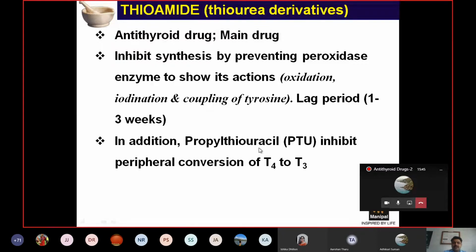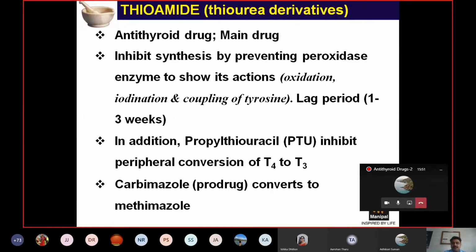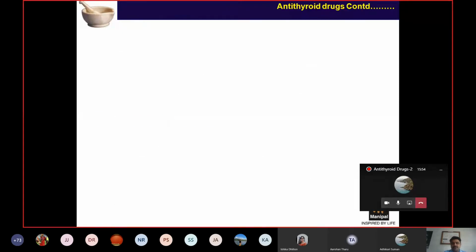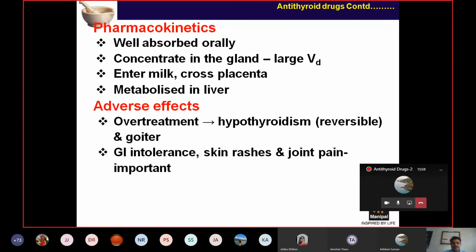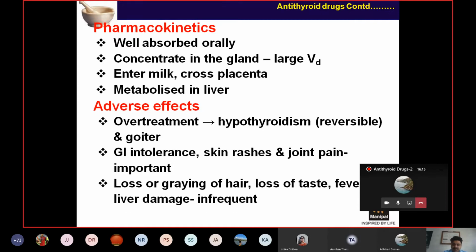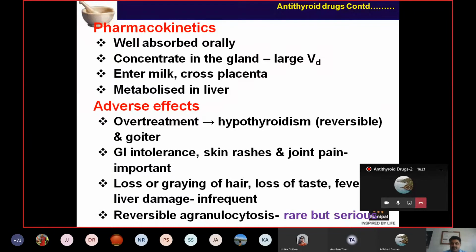Propylthiouracil has an additional mechanism of action that inhibits T4 to T3 conversion. Carbimazole, we said, is a prodrug which is converted to methimazole. Pharmacokinetics and adverse drug reactions we also discussed last time. Among the adverse drug reactions, the important one was agranulocytosis, which is a rare side effect, but it is very serious, so you have to be cautious.